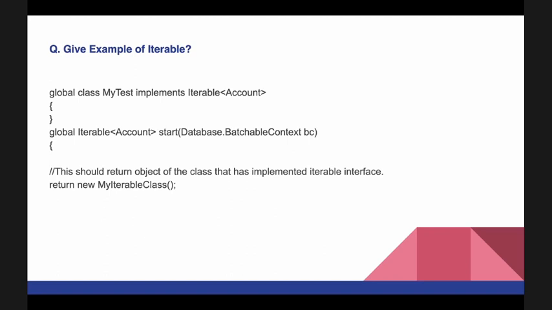In the start we put return new and then the class name, and that particular class will have the custom logic. So it's a sample blueprint of the iterable method. Next question.